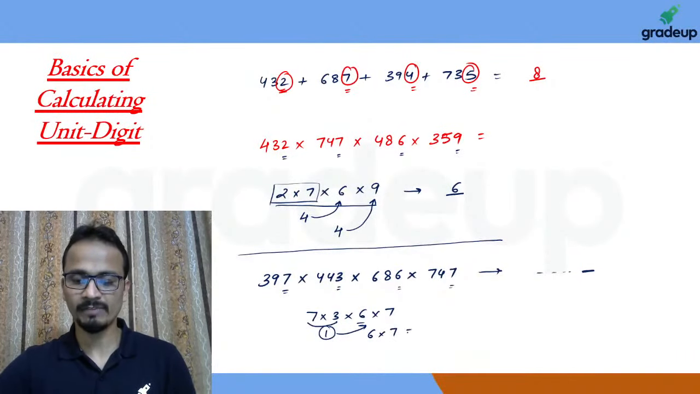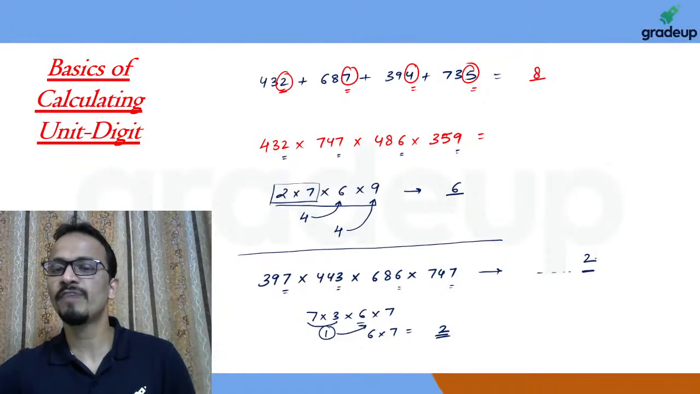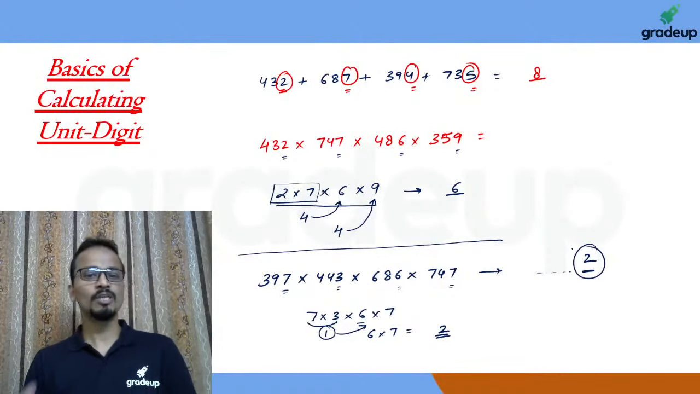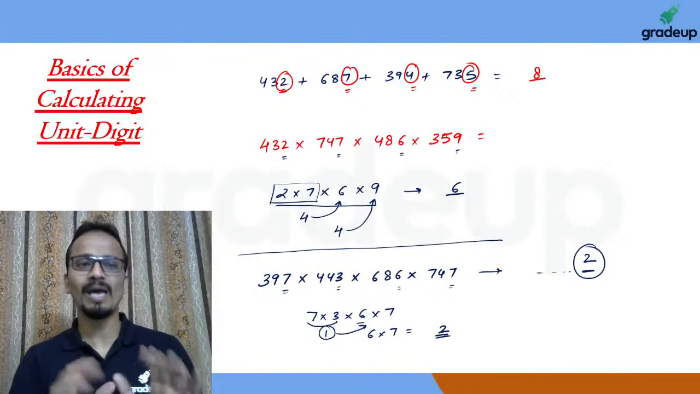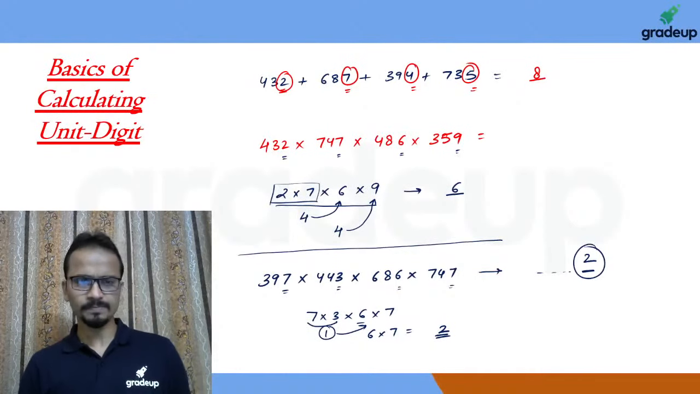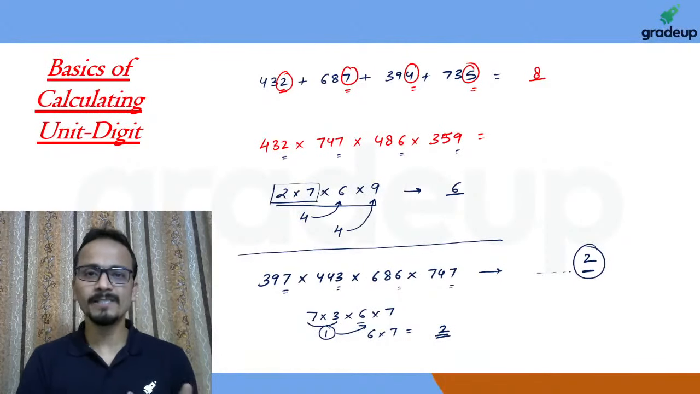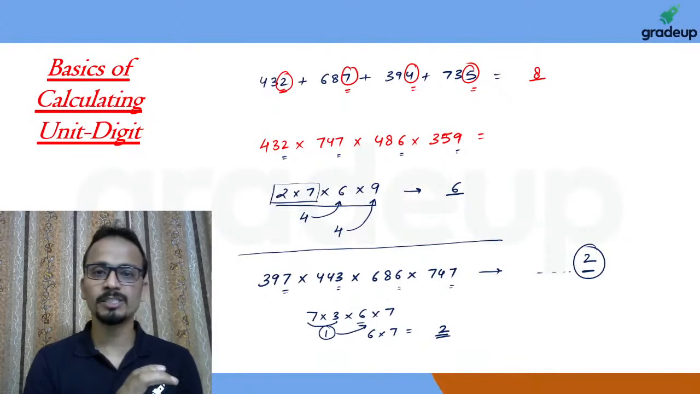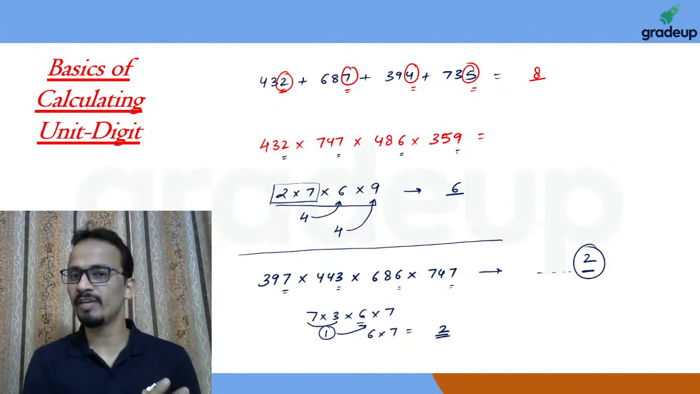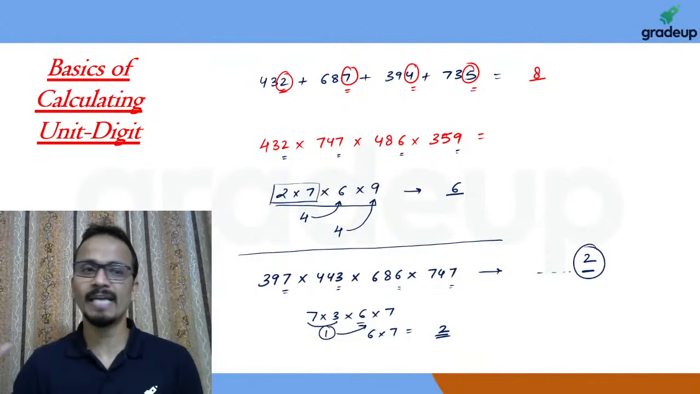6 multiplied by 7 is 42. So 2 will be the unit digit of the final answer. This is just the basic thing that we need to understand while calculating unit digits. Here we have just learned that in case you are looking to find out the unit digits in any kind of calculation, just stick with the unit digits in the question. Whatever numbers are there, just consider the unit digits and do the entire calculation.